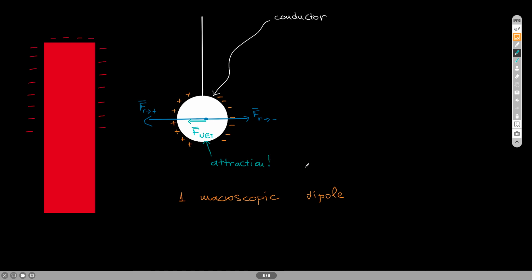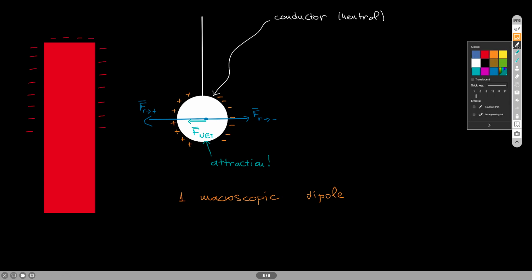Now, this is a somewhat surprising result because remember, I started having a neutral conducting sphere. This object is entirely neutral, and I have a negatively charged rod. So I have two objects, and from these two, only one of them is charged and the other one is neutral. But there is an attraction between a neutral object and a charged object, and this is not intuitive.